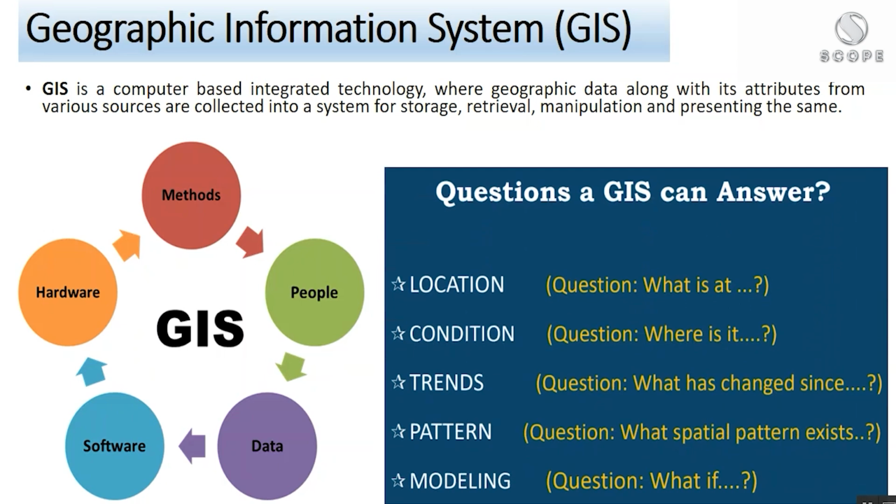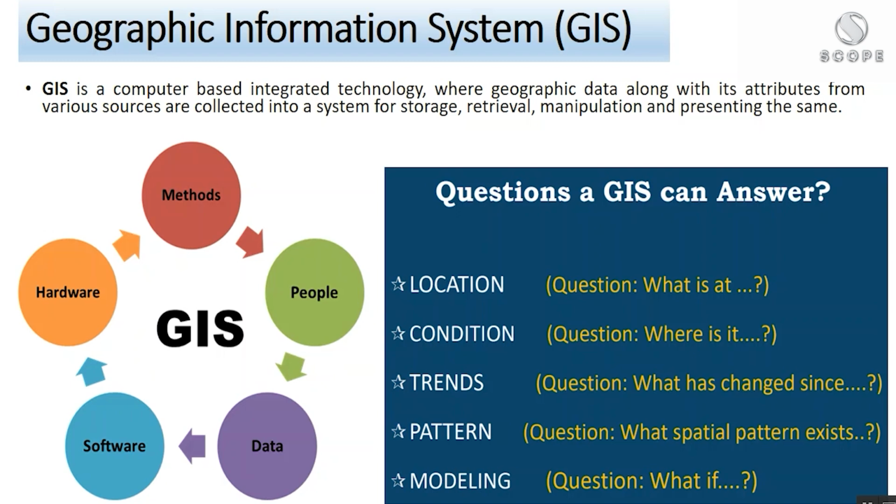GIS also answers many questions: location, where is it; condition, what type is it; trend, what has changed since; pattern, what spatial pattern exists; and modeling, what if. So let's discuss one by one.